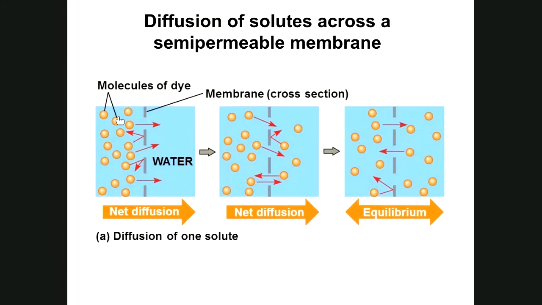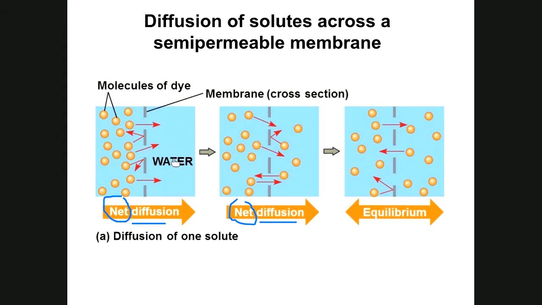So since the membrane is permeable to the solute, we have a concentration gradient. Notice the molecules of solutes are diffusing from a high concentration to a low. But then notice this, they use the term net. Net. They don't say diffusion, they say net diffusion. Why is that? Notice, most of the arrows are pointing from our left to our right.